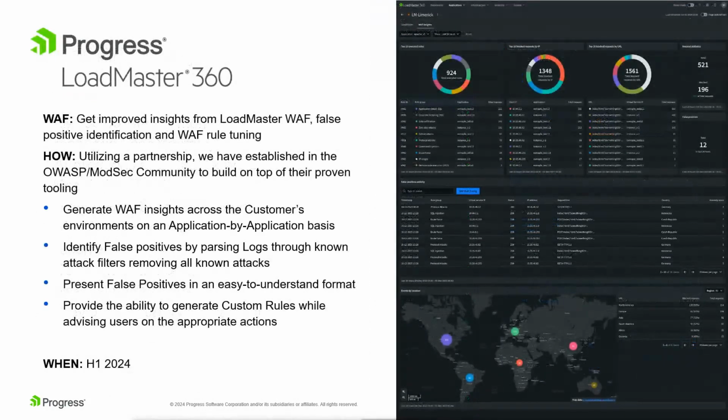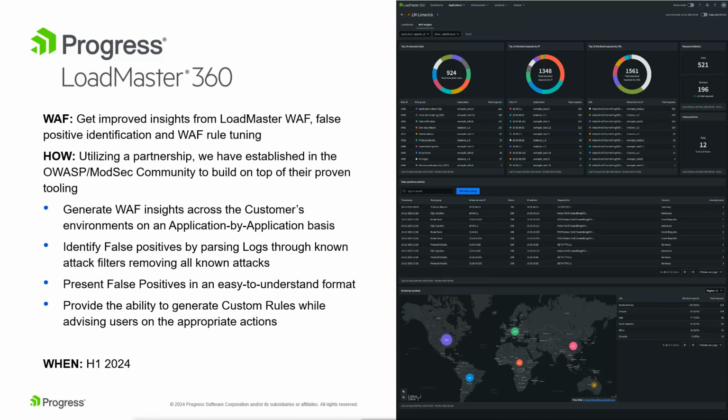So this is kind of like hot off the press here. Not yet released, but it's coming really soon, in the first half of 2024, next couple months. We have the Web Application Firewall Insights. So we'll have new widgets, new information being displayed about what's happening from a web application firewall perspective. Easily identify false positives, right? Which is going to also include a web application firewall rule tuner to limit the amount of false positives you're getting from the web application firewall, and the ability to create custom rules with this tuner.